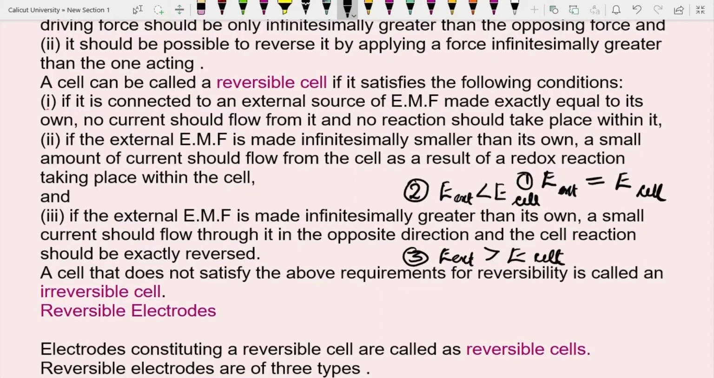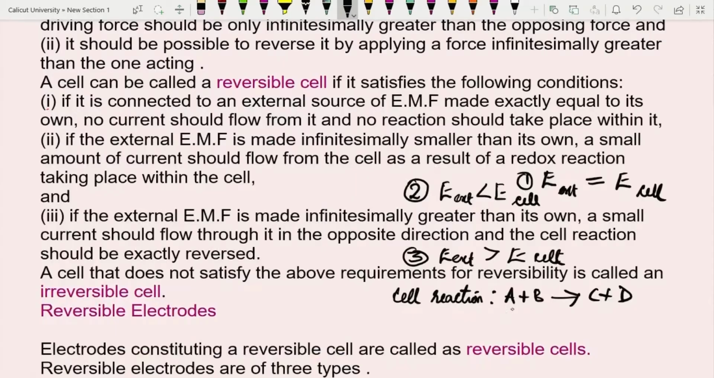Now, I am going to give an example for a cell reaction. Suppose the cell reaction is A plus B giving C plus D. So, if the external EMF is equal to the EMF of the cell, what will happen? There is no current flowing through it, meaning there is no redox reaction taking place. So, no reaction will take place within the cell and no current flows out of it.